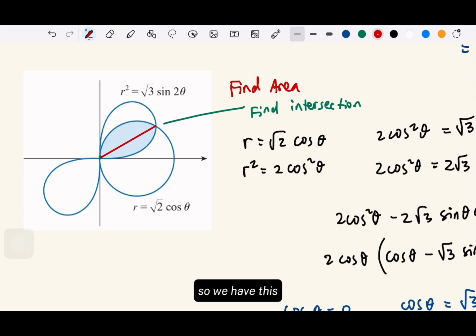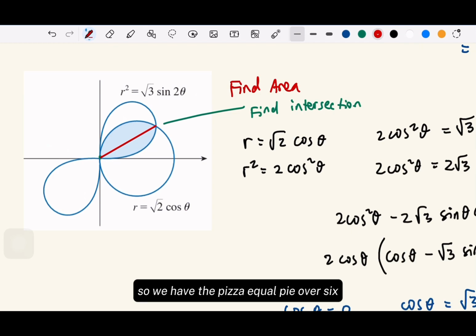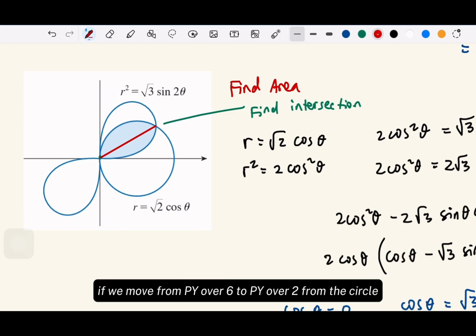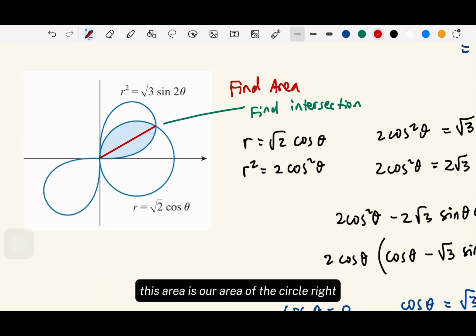So if we have this, we need to decide which one is our area. We know that this is we get from pi over 6. Okay? So we have theta equal pi over 6. And then when theta equal pi over 2, it goes down here, right? So we know that this is pi over 6 to pi over 2. Now you see that if we move from pi over 6 to pi over 2 from the circle, this area is our area of the circle, right?